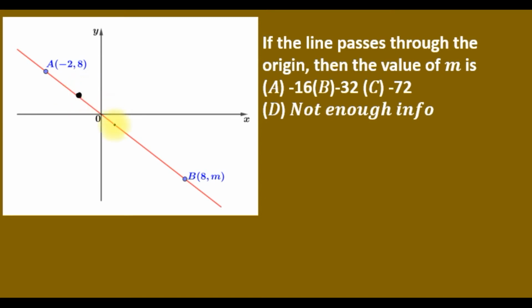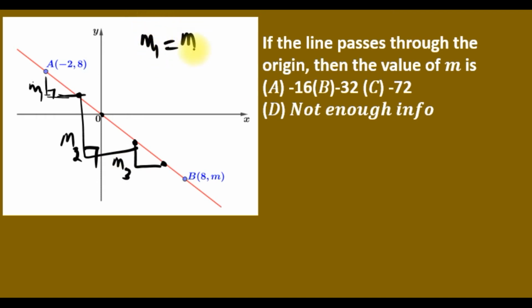So assuming you have the points here, the slope from taking any 2 points will be the same, change in y over change in x. Assuming this is m1, m2, m3, then m1 will be the same as m2, the same as m3. So the slopes of collinear points are equal.